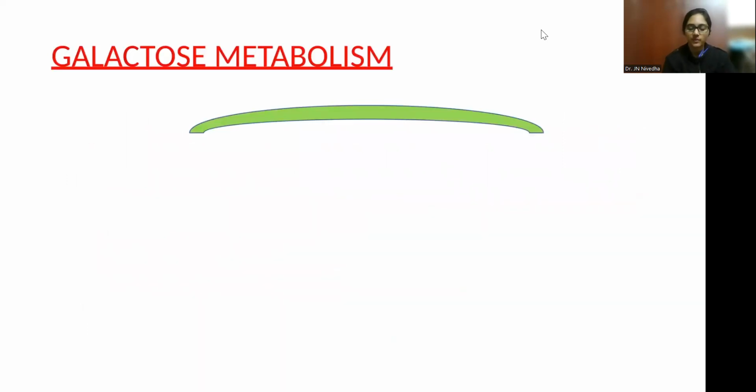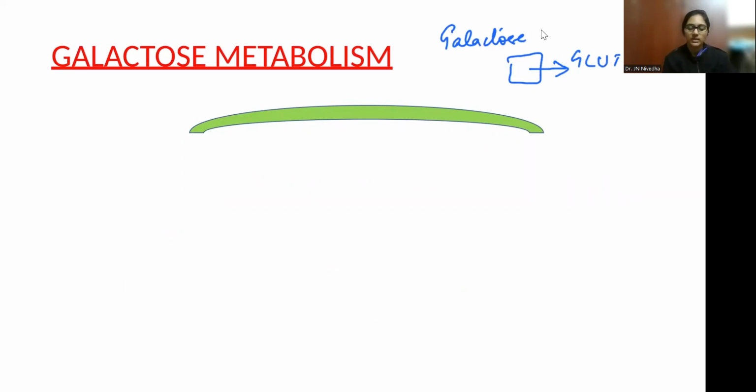Galactose from your diet, how is it absorbed? Galactose from your diet is absorbed through a sodium-dependent glucose transporter, the sodium-dependent co-transporter. From the intestine, it is taken into the blood via blood transporters. Various transporters will then take up galactose inside the cells.